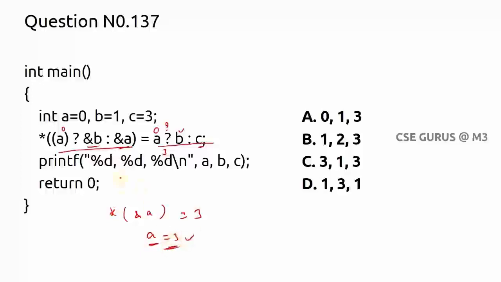So finally, what is the solution of this one? It means the value 3 will be assigned to a. So the a value was previously 0, now it is 3. Now if you print like this, what is the a value? 3. What is the b value? Unchanged. c also unchanged. The output is 313. Option C is the correct answer.